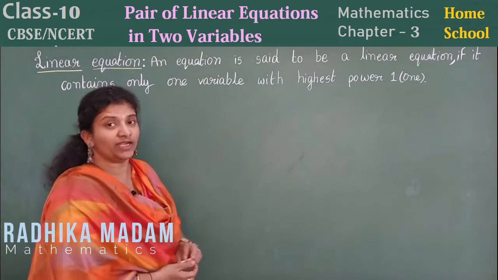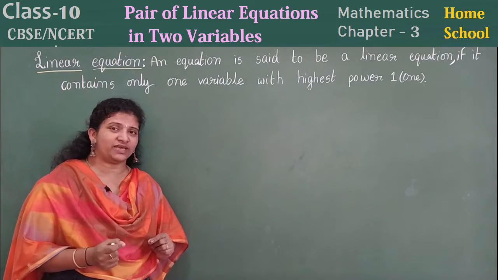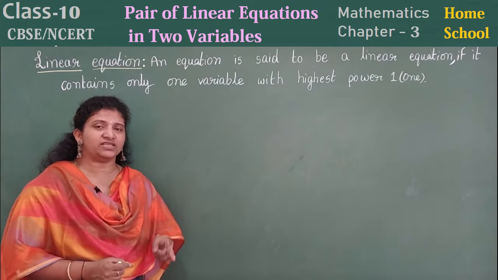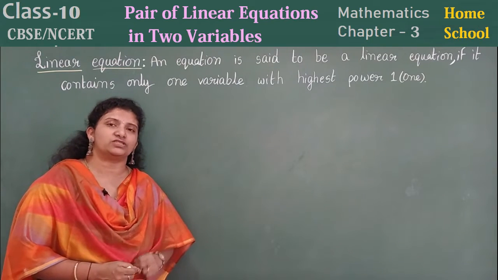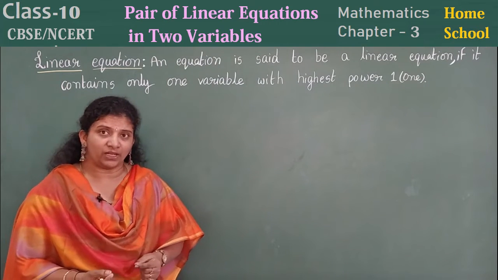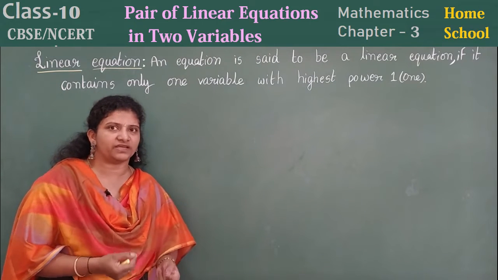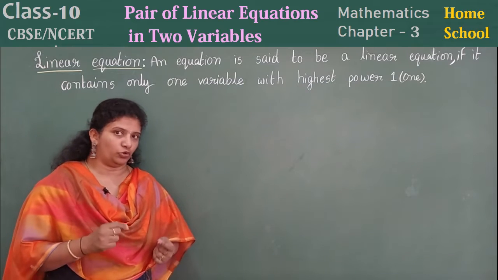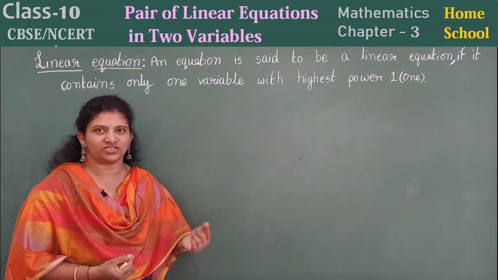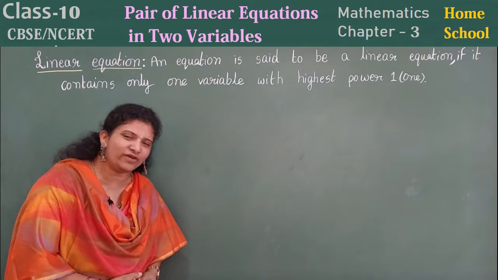That is, what is a linear equation? Pair of linear equation means, pair means two, right? Pair of linear equations in two variables. We are going to take two variables. I think children, you all know about what is a variable, what is a constant, what is a term, and what is an algebraic expression. I hope if you don't know, you can go back to the mathematics basics and then watch the basic video and come back to the pair of linear equations in two variables.